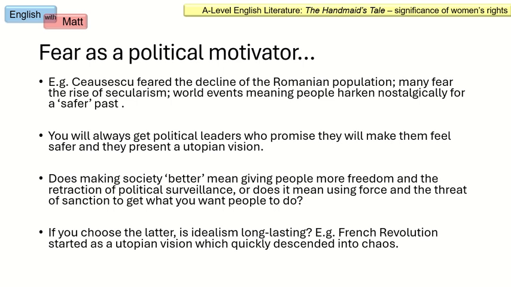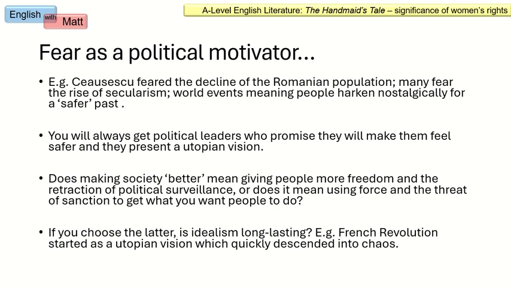Or does it mean using force and more rules and the threat of sanction to get what you want people to do? In other words, how do you get people to comply? So how do you make society better? Do you give people more choice, or do you give them less choice? If you choose the latter, if you go down the route of using force, is idealism long lasting, or is it short?